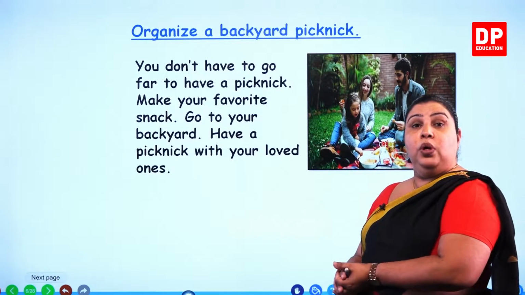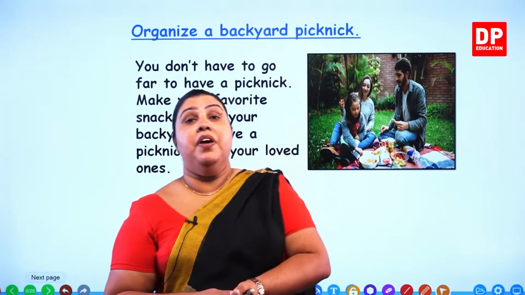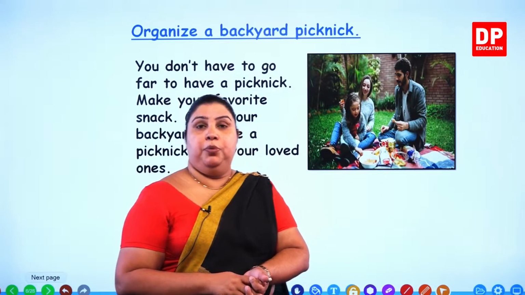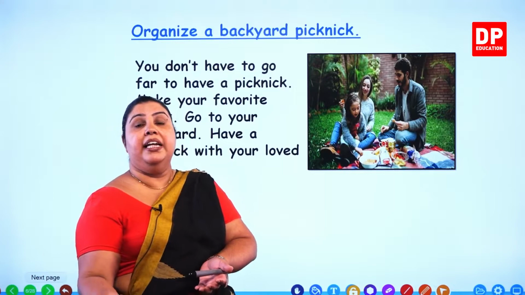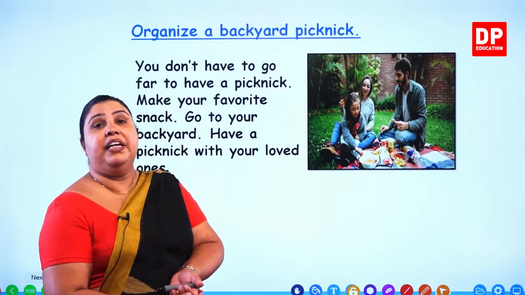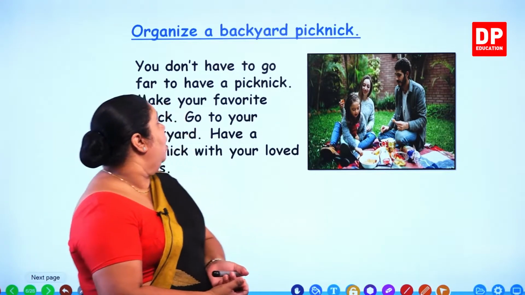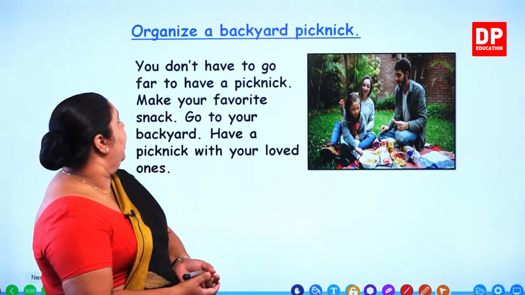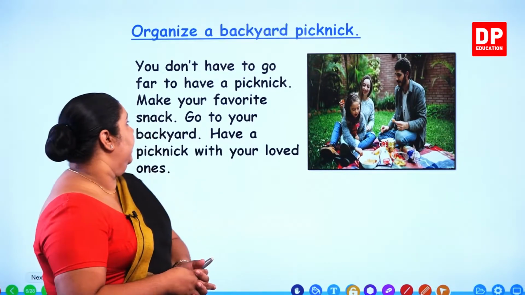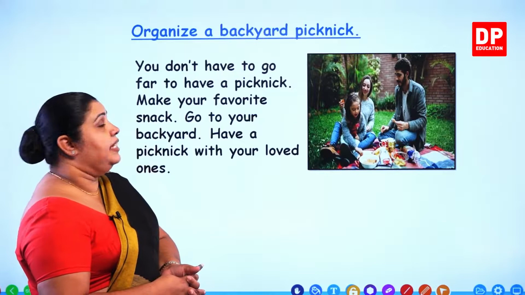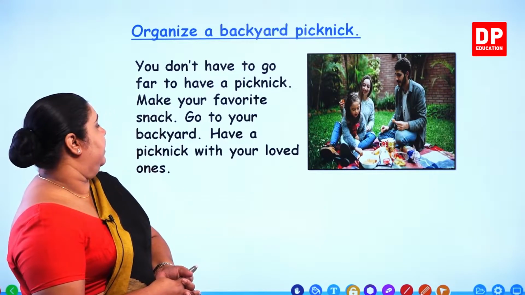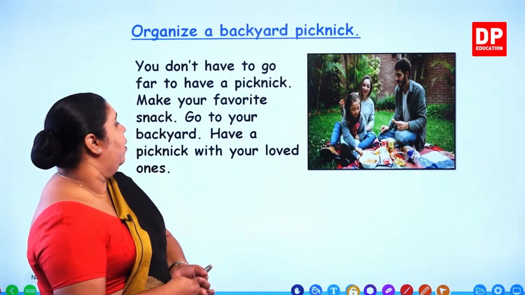We don't have to go a long way going somewhere looking for a place. We can have a picnic out in the garden, in the back part of our own house. So how can we do that? You don't have to go far to have a picnic. Make your favorite snack. Go to your backyard. Have a picnic with your loved ones.